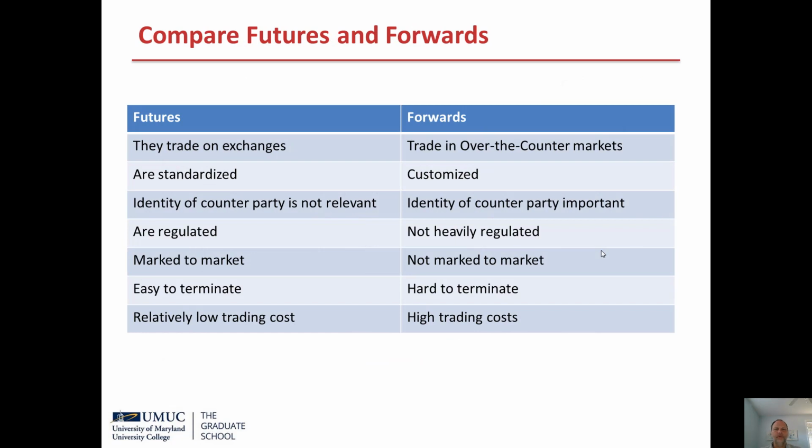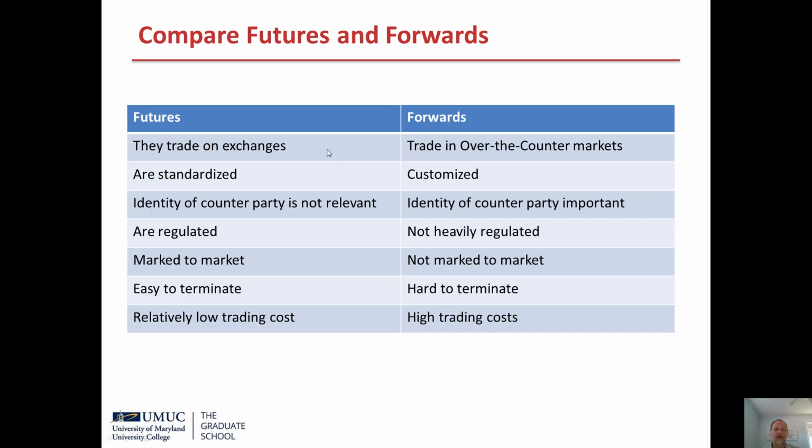Differences between forwards and futures: as in the early ones, the forwards trade over the counter, they're customized, and they're a direct agreement between two parties who identify the counterparty. They're not heavily regulated, they're not marked to market, and since they're private contracts, they are hard to terminate and have high transaction costs, like selling a house.